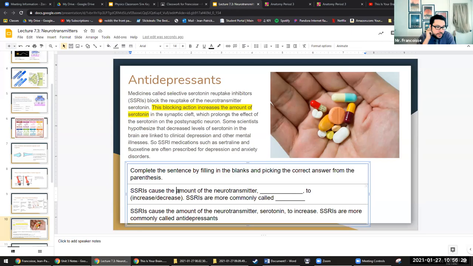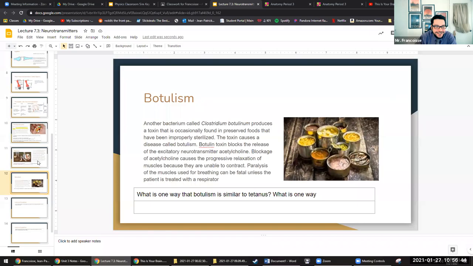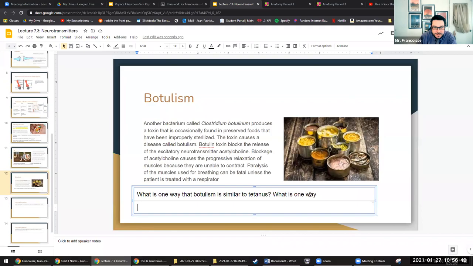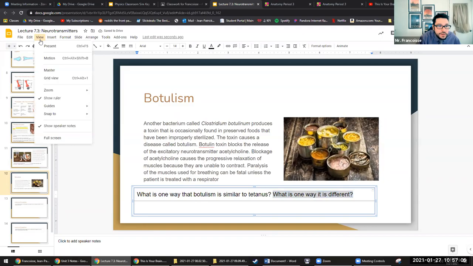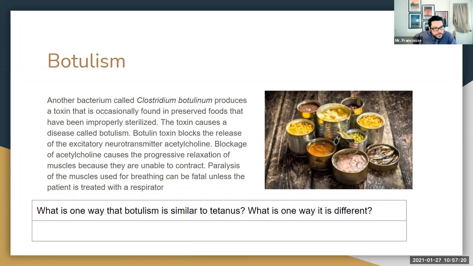So what we're going to have you guys do for the rest of the period and tonight, the tetanus one's going to be pretty similar to that. And botulism is going to be, you're just answering a question based off of what's one, should we say what one way that is different? What I want you to do is go to slide 12, if you could, and make sure you get this corrected here. It should be what is one way that's different. Rest of these, you guys should be able to answer on your own.